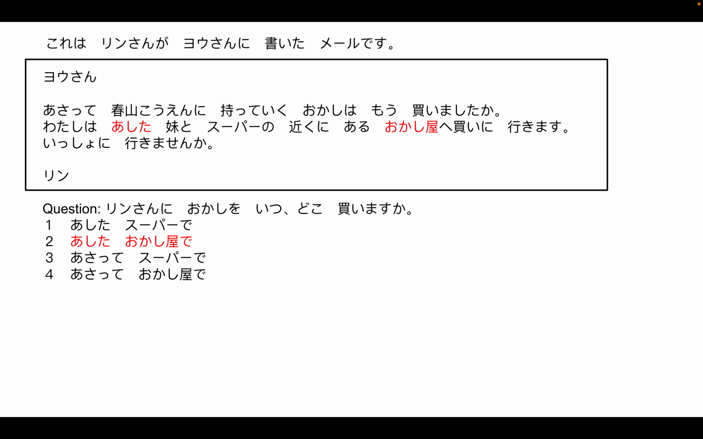Since we can say 私は明日妹とスーパーの近くにあるお菓子屋へ買いに行きます, 明日 and お菓子屋, so the answer is 2.